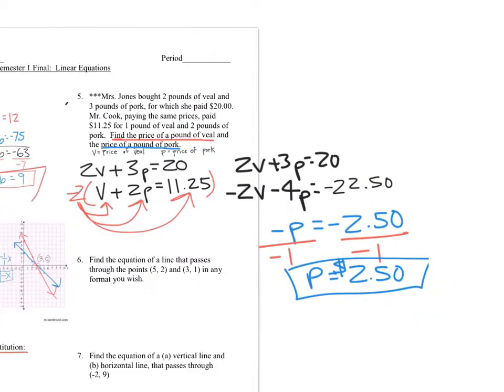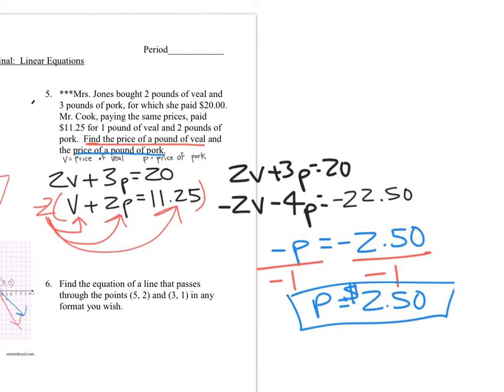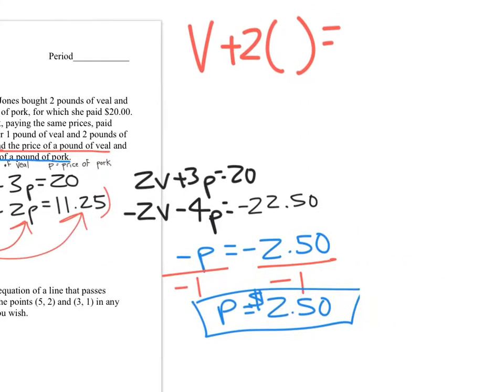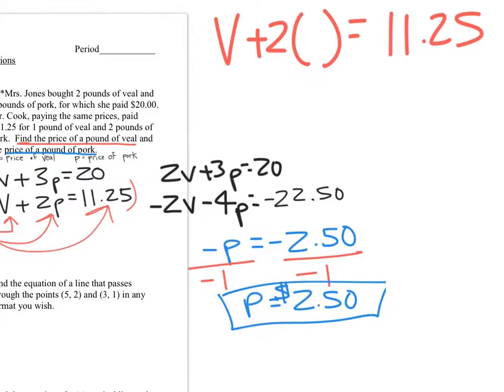So now that we know the value of pork, let's plug that back into one of these equations, and we'll figure out what the value of the veal is. Great. So what I'm going to do is use this bottom equation, V plus 2P equals 11.25, and I'm going to rewrite that right here. Okay, so V plus 2 open parentheses equals 11.25. And I like to put that open parentheses right there just so I can keep in mind and make sure I'm organized about where I'm substituting this variable.